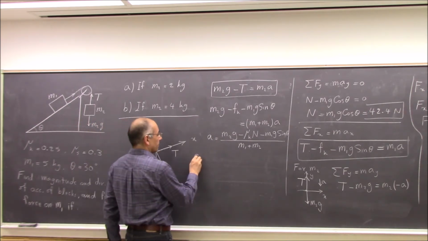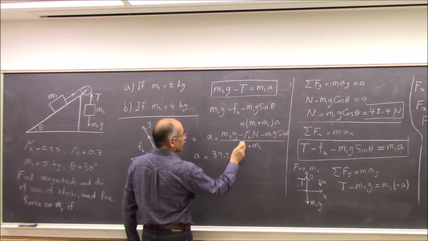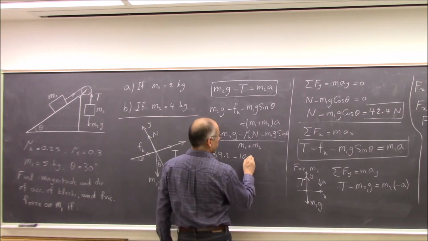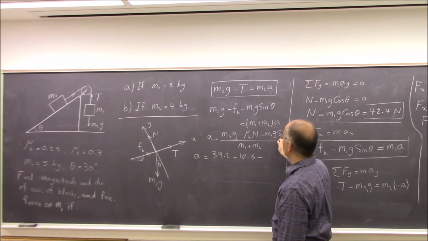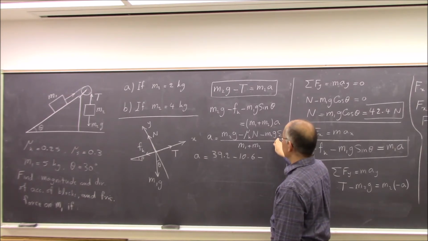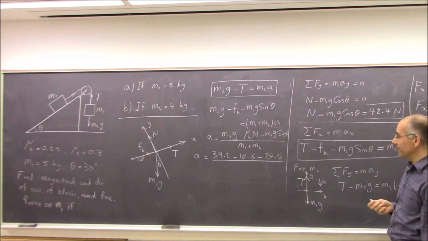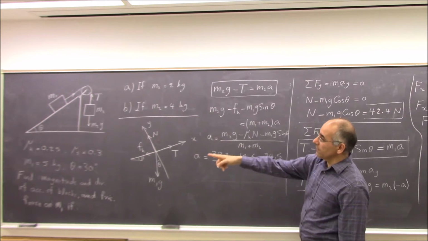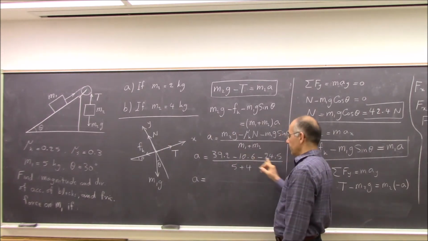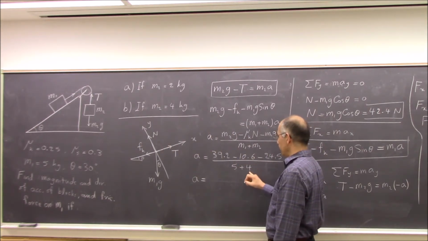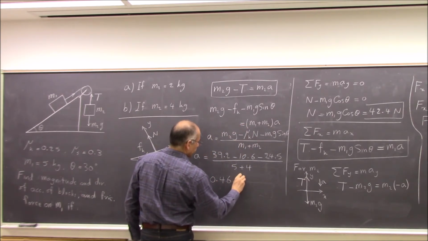Now we can put the numbers in. M2 times g, 39.2, minus mu k times N, 10.6, right? Minus M1g sine theta. Sine theta is 1/2, M1 is 5, this is 24.5, right? 24.5. So divide by the sum of the masses, 5 plus 4 kilograms. The top is 4.1, and then the whole thing is 0.46. 0.46 meters per second squared.